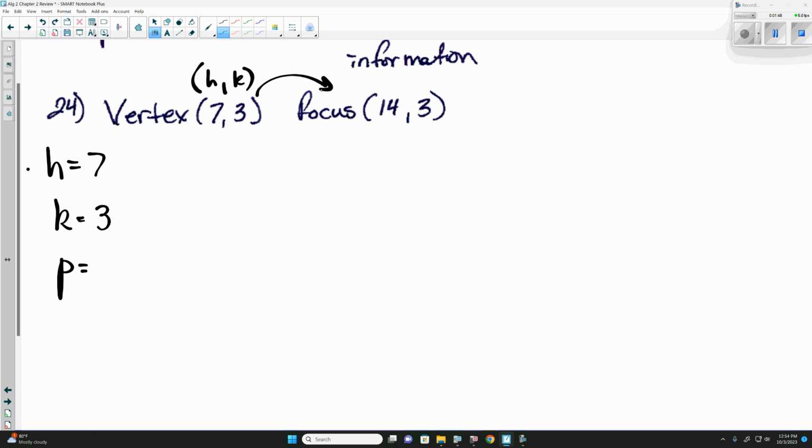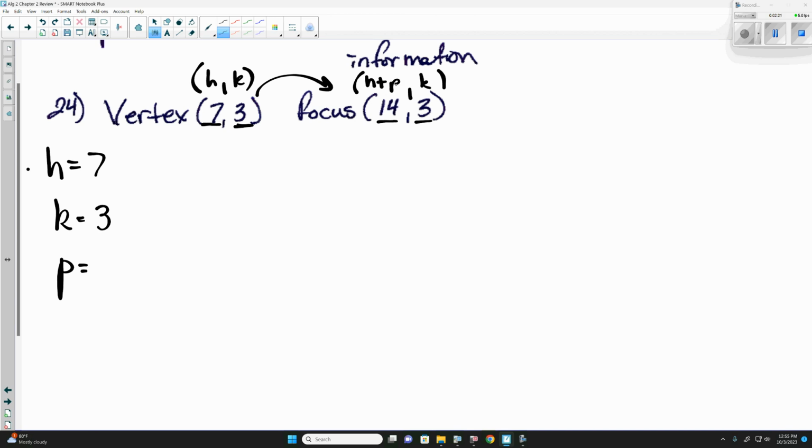With this here, we need to determine which one changes from the vertex to the focus and which one stays the same. In the vertex, our h value is 7, k value is 3. Focus, our first term is now 14. The second term is still 3. So from the vertex to the focus, our k, the second value, stayed the same, so it's still k. It would be h plus p.